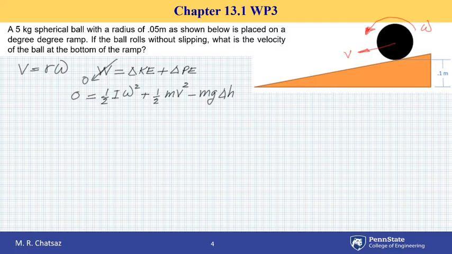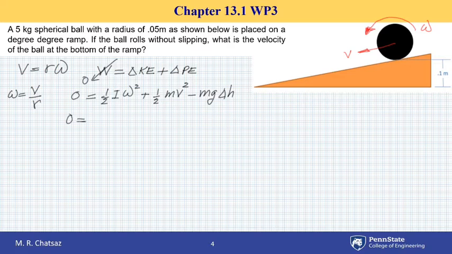So if I continue with numerical calculation, observe that this equation seems to have two unknowns, one linear velocity and one angular velocity, but I can plug in for omega using this equation. I can write omega equals v over r. So if I plug in for omega, I basically have one unknown to solve for.